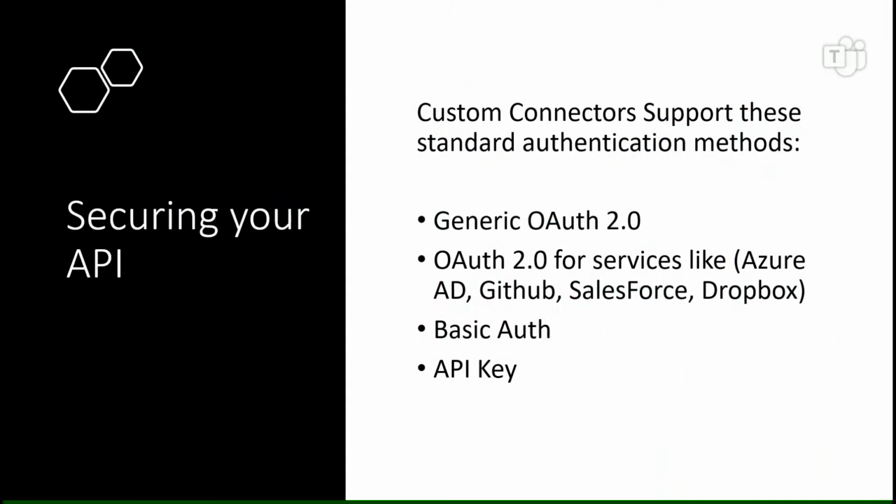All right, so now we have a good understanding of what a connector is, why you might want to use it, and which types of APIs we can use. Now let's talk about, if you're wanting to use custom connectors, how can we secure that API and what security authentication methods are available to us? Custom connectors, first, support generic OAuth 2.0. They also support OAuth 2.0 from different third-party services like Azure AD, GitHub, and Dropbox. Basic auth is supported, and API keys are also supported.